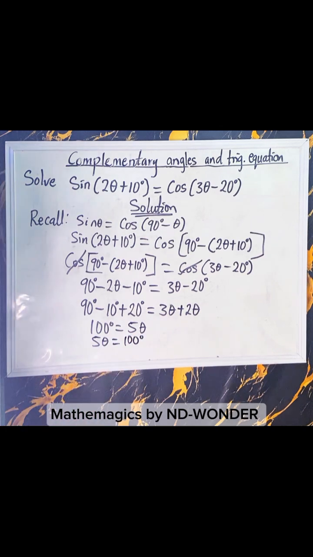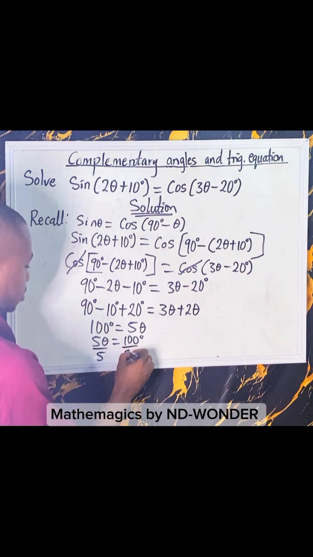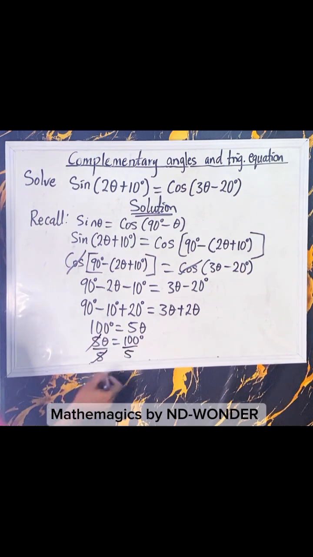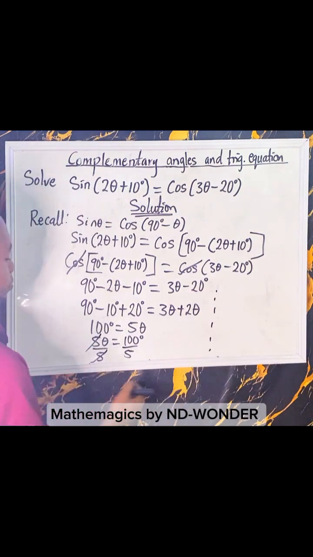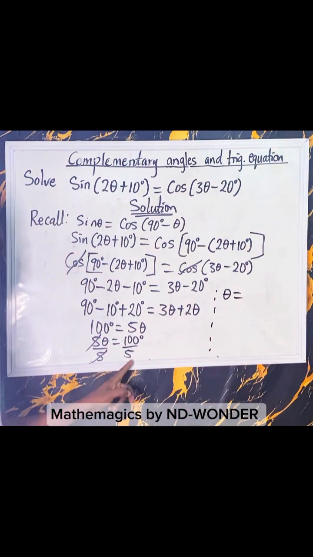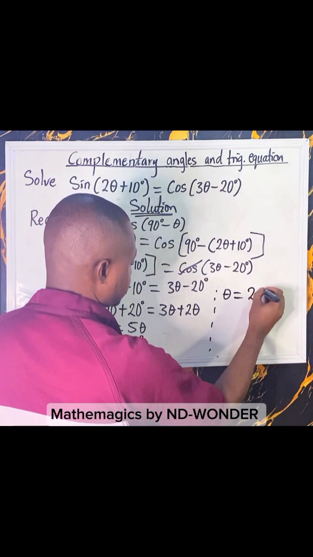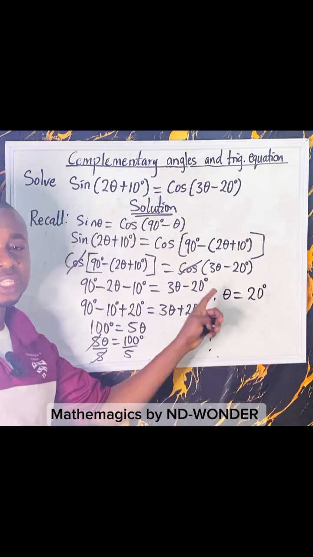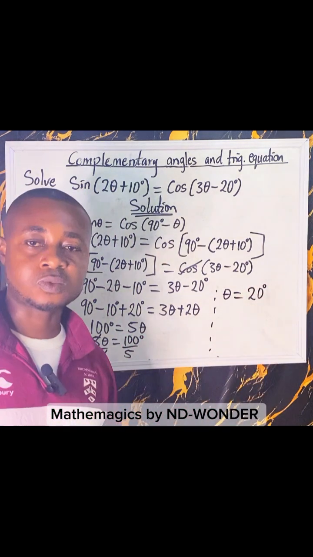So I'll divide both sides by the coefficient of theta, which is 5. 5 over 5, 5 cancels 5. So our theta will be equal to 100 divided by 5, which is 20. So the value of theta in this equation becomes 20 degrees.